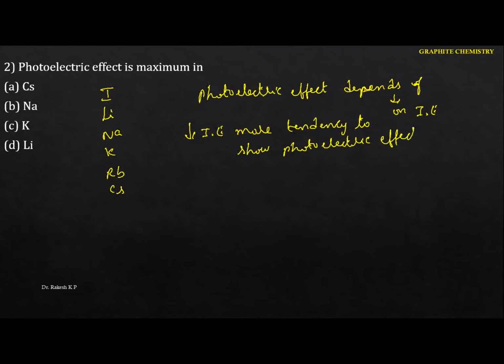So you have to identify the lower ionization energy. Down the group, size goes on increasing and ionization energy goes on decreasing. Hence you have to identify cesium, which has the larger size. Hence it has a lower ionization energy, and hence it shows the maximum photoelectric effect. Hence in this case the option is A. So next one.